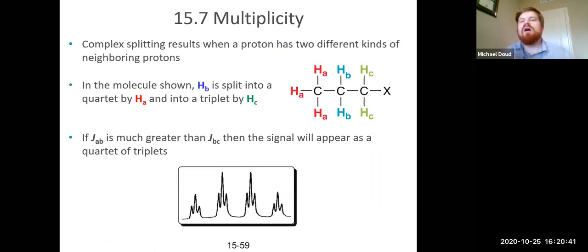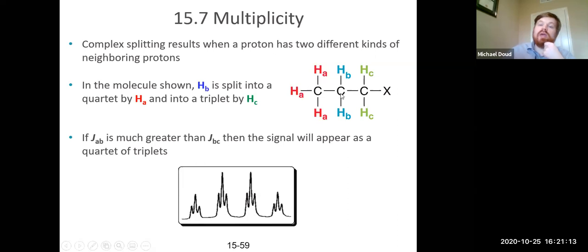Okay, all right. Now, complex splitting, or these complex patterns that you can see here, and I already mentioned this very briefly. This is when you have different kinds of neighboring protons. Like HB here. HB is split by HA, right? And if you were split just by HA, you'd expect it to be a quartet. On the other hand, it's also split by HC, and that would give you triplets.